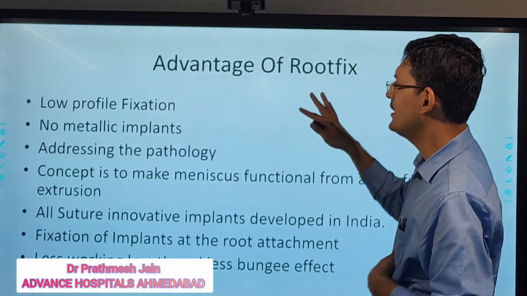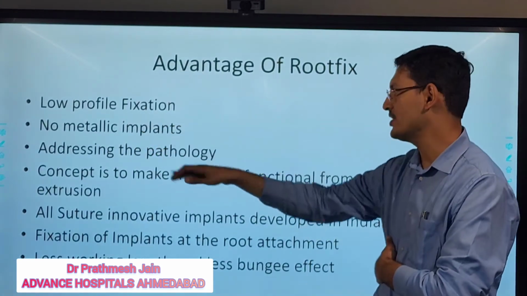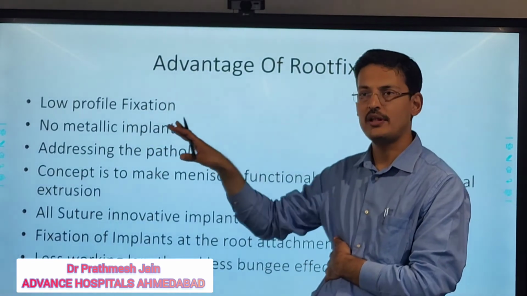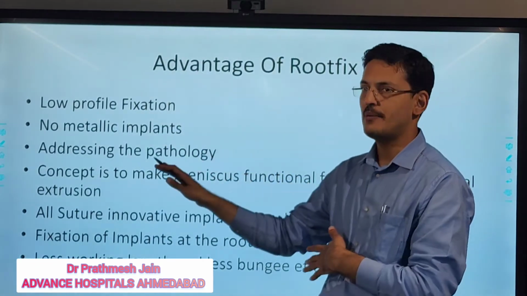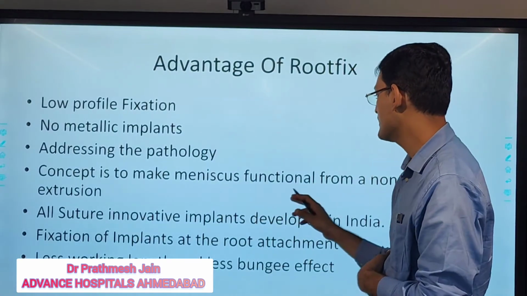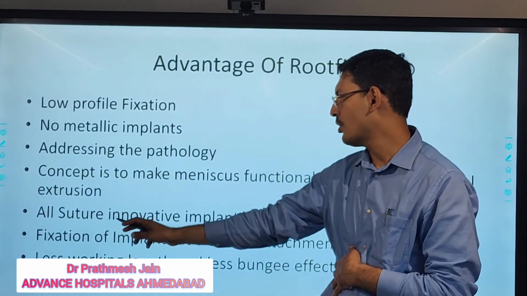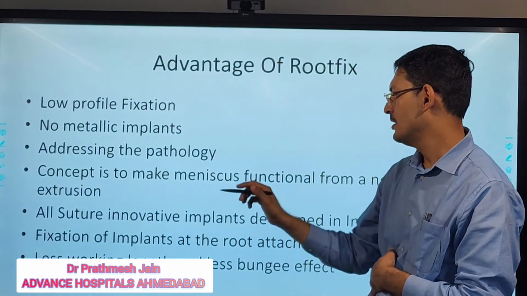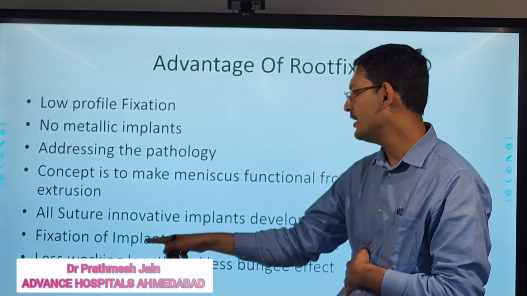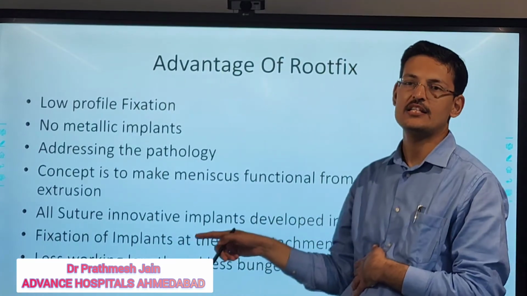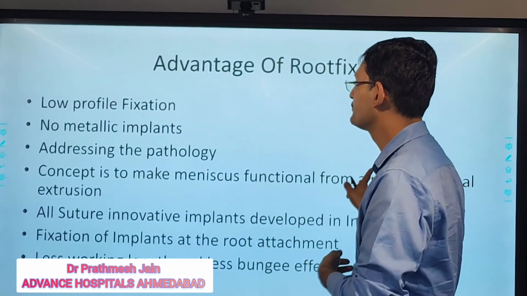So this is what we did, called the root fix technique. This is a low profile fixation. There is no metal involved in this whole procedure. We address the pathology. The concept is to make the meniscus functional from a non-functional extruded meniscus. These are all-suture implants. The fixation is exactly at the root. The working length is very short, so there is very little bungee effect. The anchor fixes the root where it is torn.